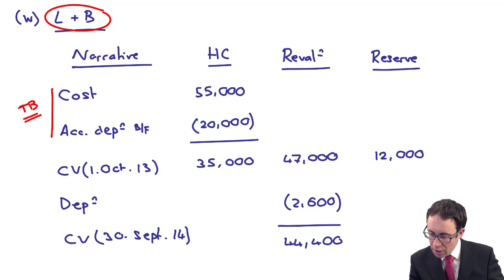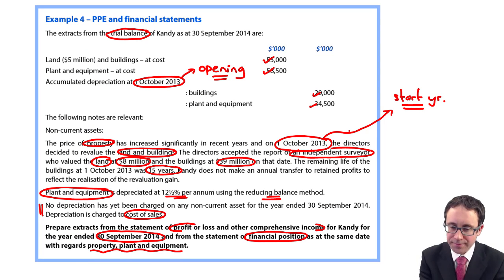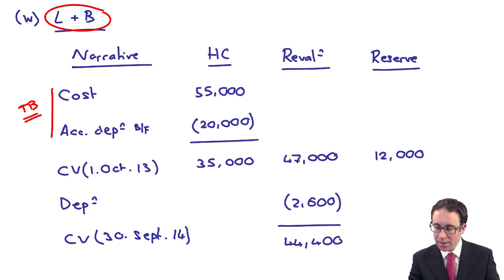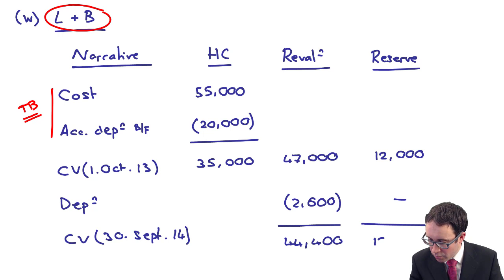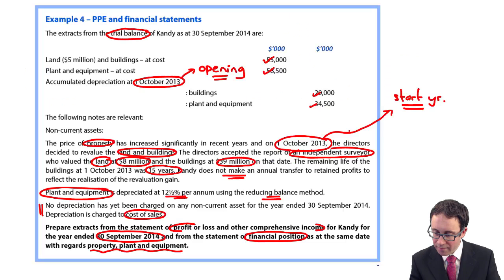Is there a reserve transfer within this question that we need to play with? The examiner has taken pity on us, and it says that we do not make an annual reserve transfer to retained profits to reflect the realization of the revaluation gain. Okay, so what we've got then is that there's no adjustment for any excess depreciation. So the reserve is there at 12,000. The carrying value is at 44,400. Okay, there we go. So what we've got there is I've got all the information.